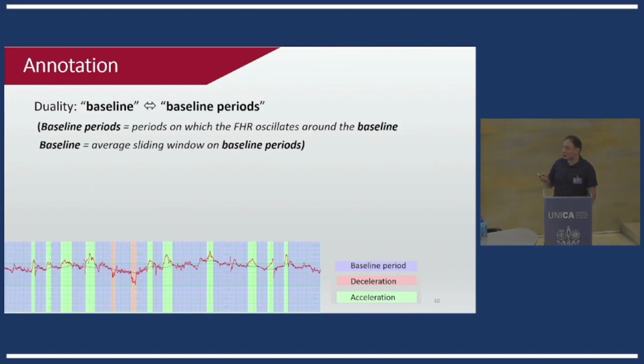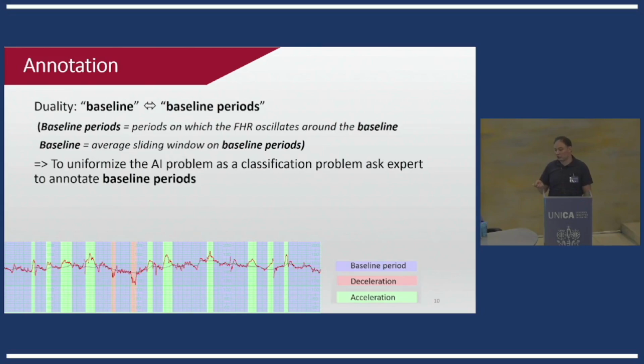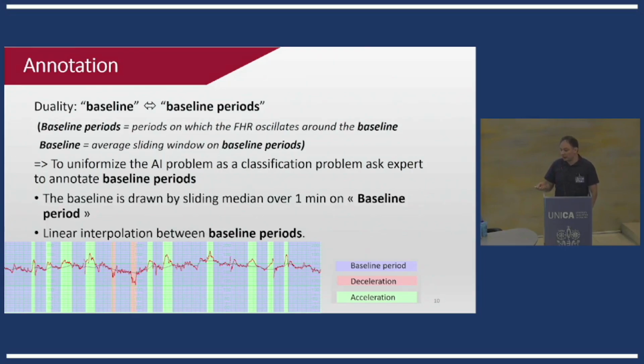There is a subtlety on the baseline, so we wanted to do only a classification problem. So there is a duality in the definition of the baseline and baseline periods. The baseline periods are periods on which the fetal heart rate oscillates around the baseline, and the baseline is then the average on a sliding window of the baseline during the baseline period. So we use the second definition in order to have a problem only of classification. And during the annotation, to be sure that it is coherent, we draw the baseline automatically, doing a median on a 1 minute window and doing linear interpolation between baseline periods.